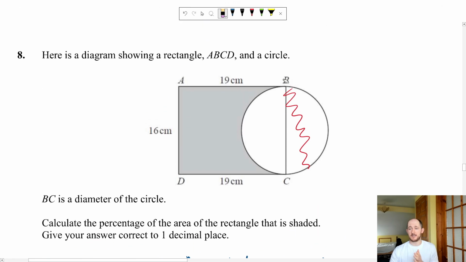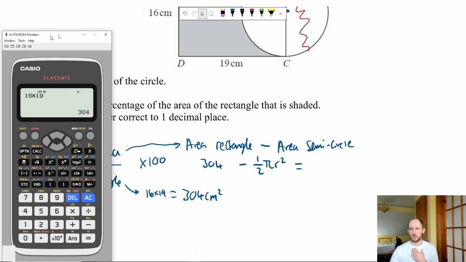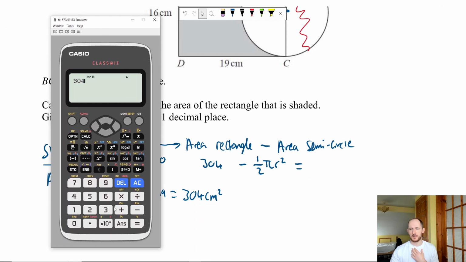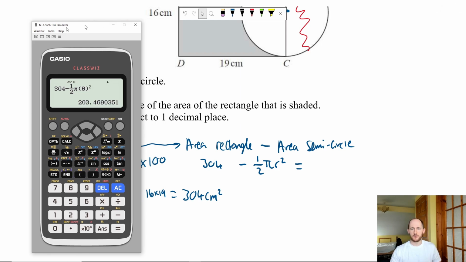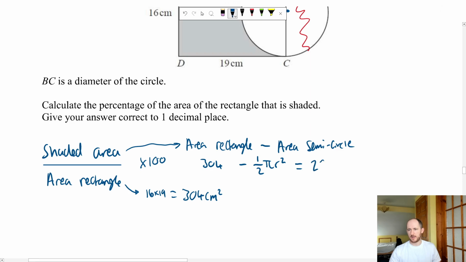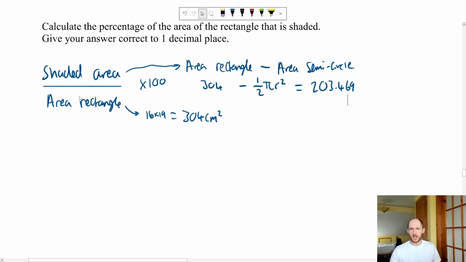Well, the radius of the circle. My apologies. Well, the diameter is 16, and remember the only difference between diameter and radius is that the radius is half of the diameter, so 8. So I'm going to put this all in my calculator in one step, minus a half, so let's put a half there, pi r squared, so 8 squared, and we're going to get 203.469.